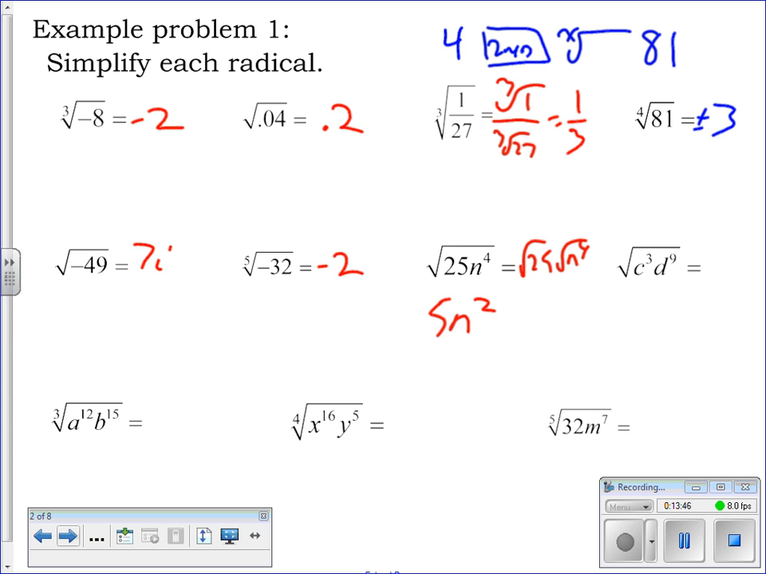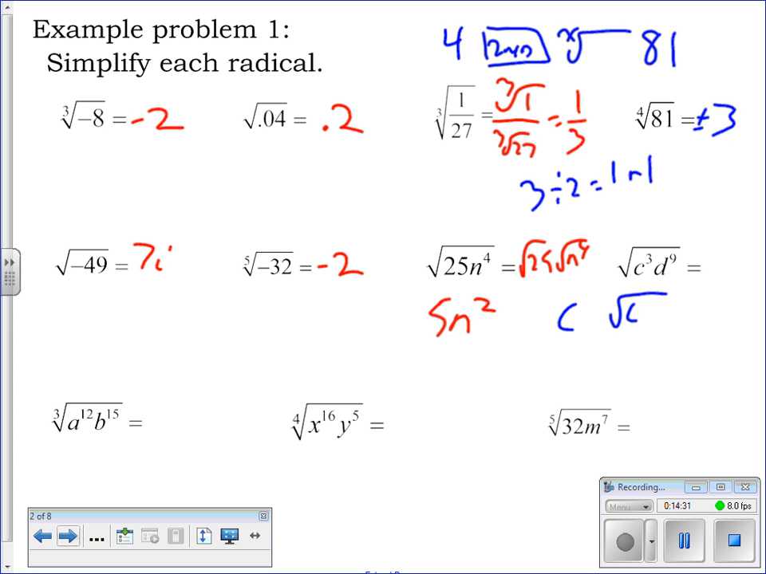Here's what you do. What's my index? My index is 2. 3 divided by 2 is what? Come on. 3 divided by 2 is 1 with a remainder of 1. 2 goes into 3 once with a remainder of 1, right? How many times it goes in is my power for the outside. Whatever my remainder is, that's my power left over for the inside. So for the square root of c cubed, I pull c to the first power out, and I have c to the first power still left behind.